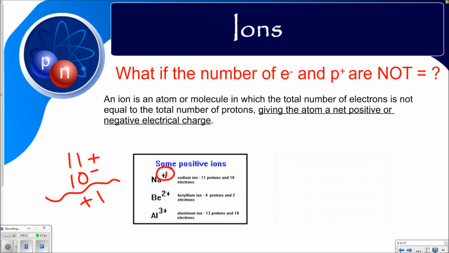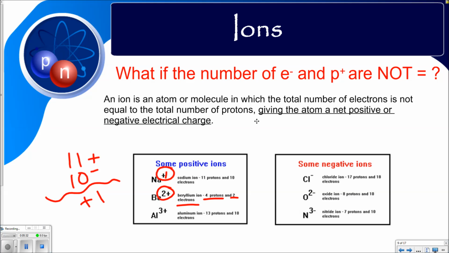Another example is beryllium, in which there are 4 protons and only 2 electrons. So the overall charge is a +2. So we have positive ions, but we can also have negative ions, like the chloride ion. What if we had 17 protons? Well, that's 17 positive charges, but 18 negative charges from the electrons. Well, the overall charge here would be -1, hence the charge on the ion. So realize, if it's neutral, protons and electrons will be equal, but if it's an ion, they will not be.